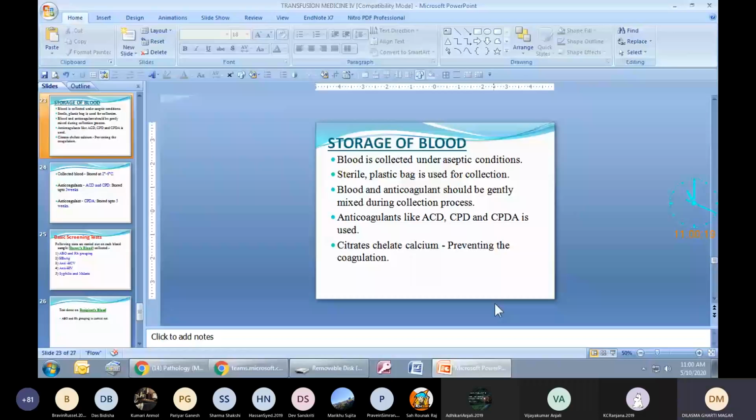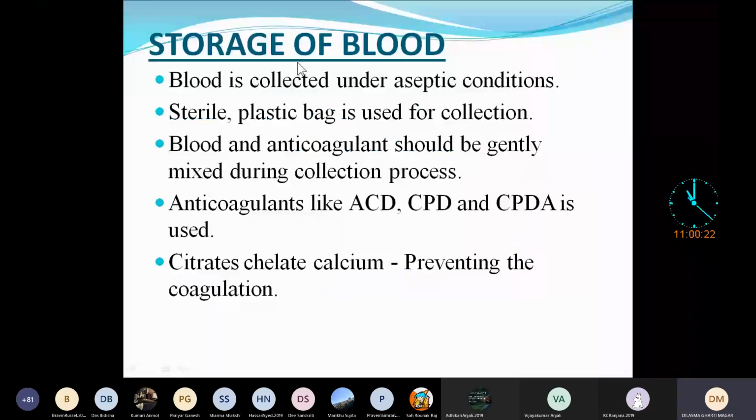Now, under blood storage, blood is collected under aseptic precautions. So we have to take it with full aseptic precautions. And then blood is taken in a sterile plastic bag, which is used for collection. And blood and anticoagulants should be gently mixed during the collection process. So you must have understood the first sentences, isn't it?